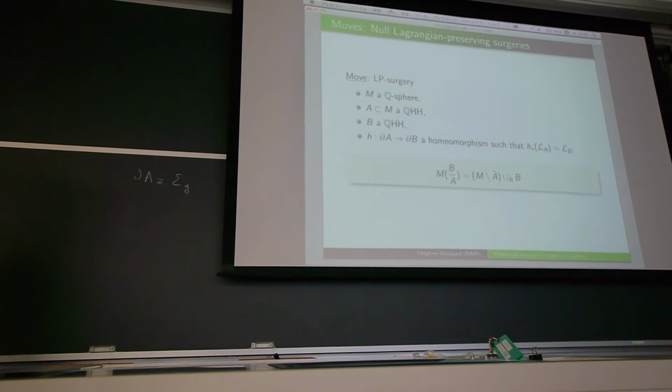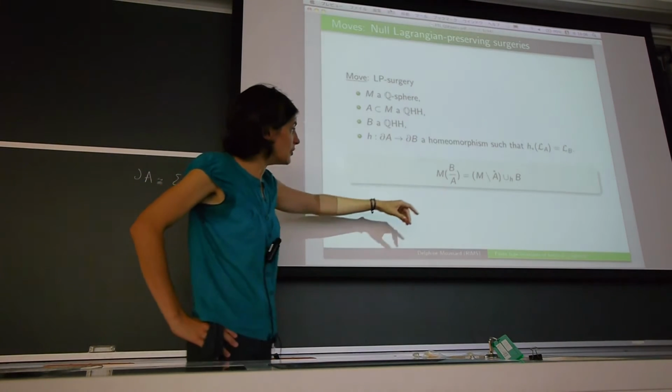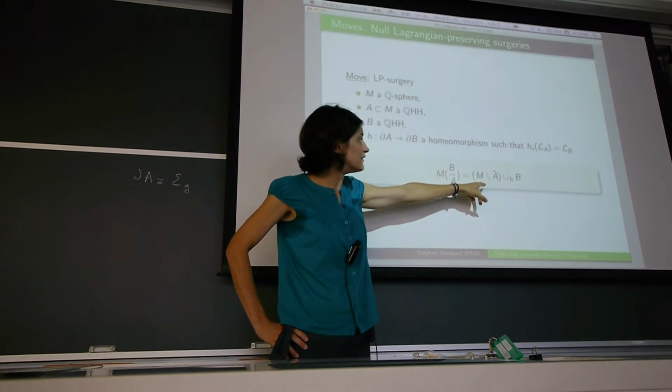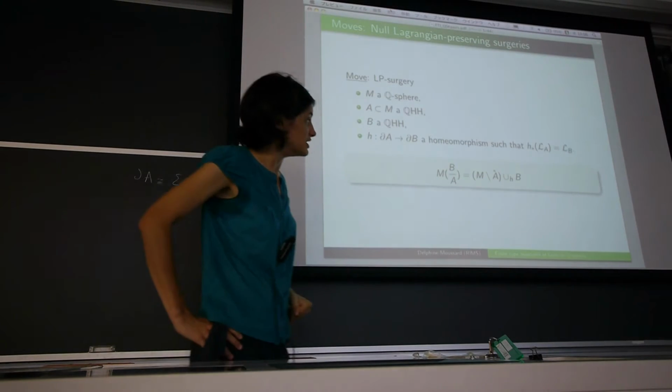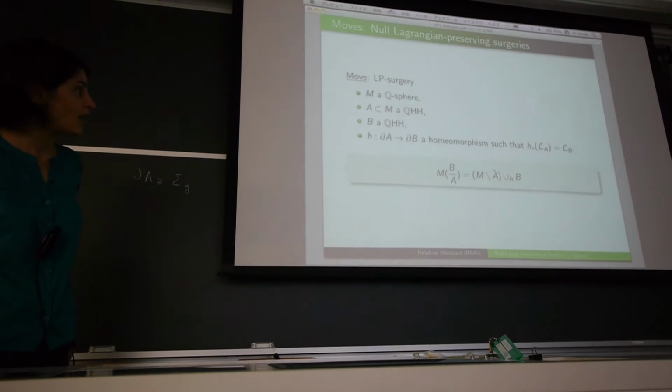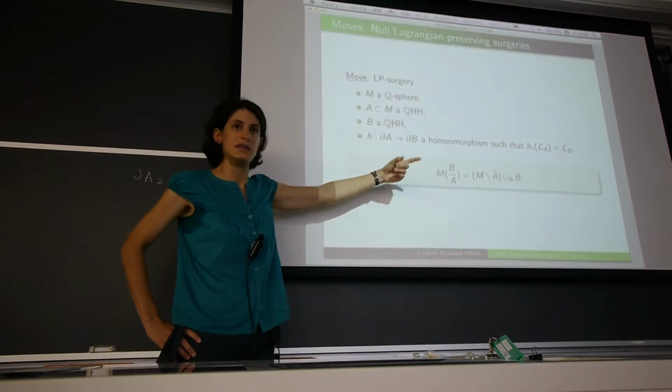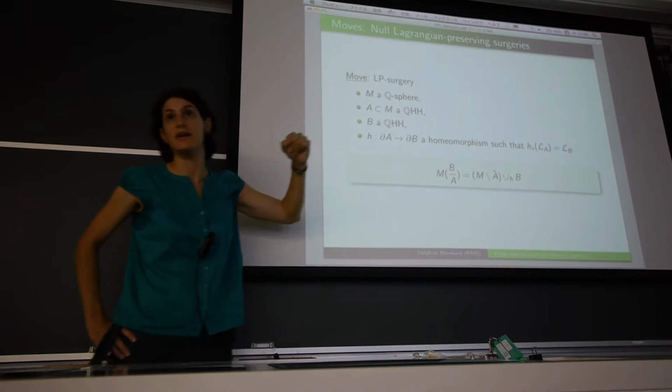So in our case, we're interested in Q spheres. We take a Q sphere M, a QHH A embedded in M, and another QHH B with the same genus as A, and we fix a homeomorphism h between the boundaries which preserves the Lagrangian. With this data, we can define the manifold obtained from M by the surgery where B replaces A, by removing the interior of A and gluing instead the QHH B along the homeomorphism h. And thanks to this Lagrangian preserving condition, the obtained manifold is still a rational homology sphere.